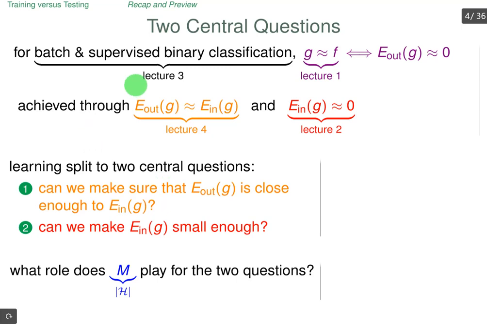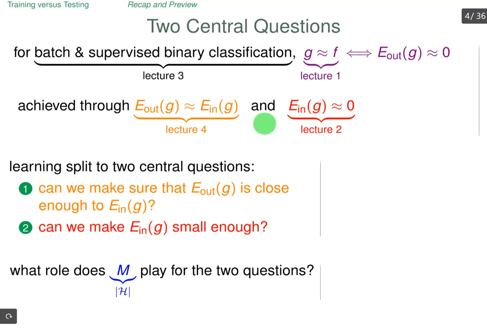Now, let me introduce the two important questions in machine learning. For batch supervised binary classification that we covered in lecture 3, g approximates f. That means our out-of-sample error should be 0. However, this is achieved through, first, making sure that out-of-sample error also approximates in-sample error, which we covered in lecture 4, and second, that in-sample error is small enough for the chosen hypothesis g.